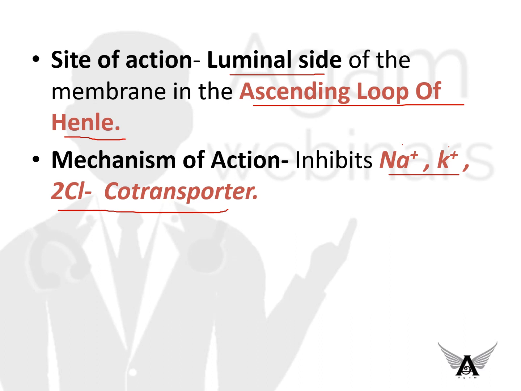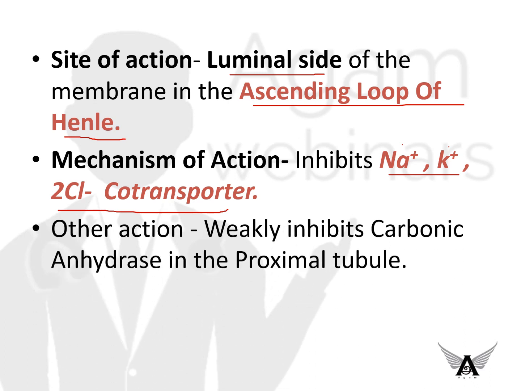The other actions include weak inhibition of the carbonic anhydrase enzyme in the proximal tubule. Many of you might be wondering what carbonic anhydrase is. It is an enzyme that we will deal with under a different group of drugs. For now, let's remember that high ceiling diuretics inhibit the sodium, potassium, and 2-chloride transporter.